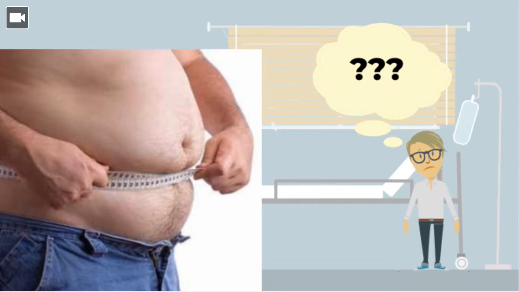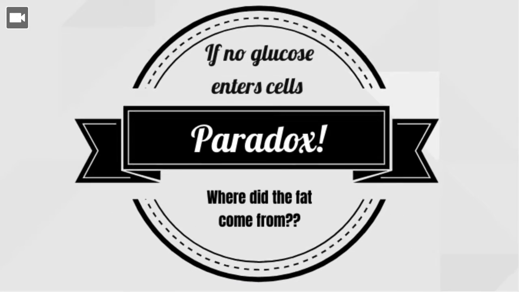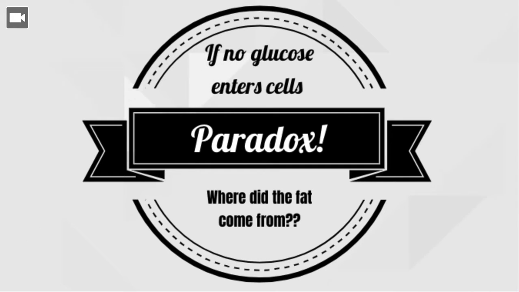But this is what type 2 diabetes looks like. This is internal starvation. Paradox. If glucose is not going into the cells, how then are the cells able to produce tons of fat?